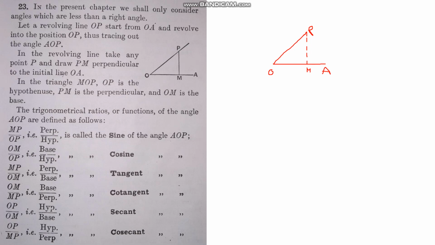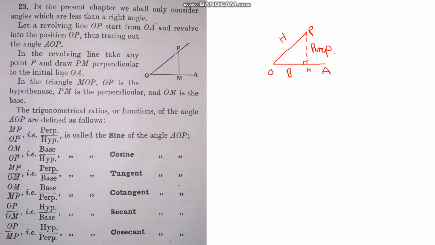if we talk about triangle, this is right angle, simply we know this is a perpendicular drop. If we talk about triangle PMO, say this is a right angle triangle, this is perpendicular, this is hypotenuse, and this is base. Perpendicular, don't confuse with that P, that is a point P, so this is perpendicular.